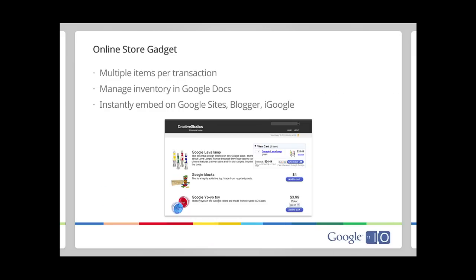Next, we have the store gadget. With a store gadget, you get to sell multiple items per transaction, and you also get simple inventory management through a Google Docs spreadsheet. Adding a store gadget is as simple as adding a Buy Now button. Copy and paste a code snippet. You get all that through an online wizard, which generates the online store and the inventory spreadsheet.